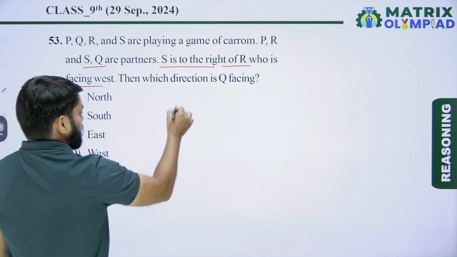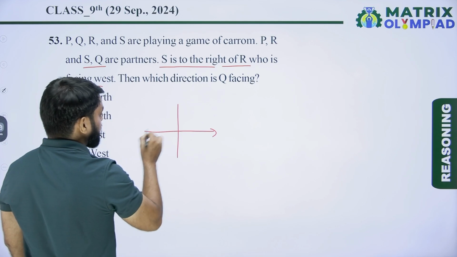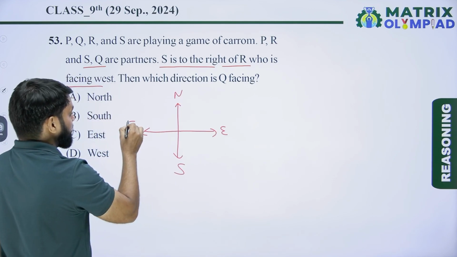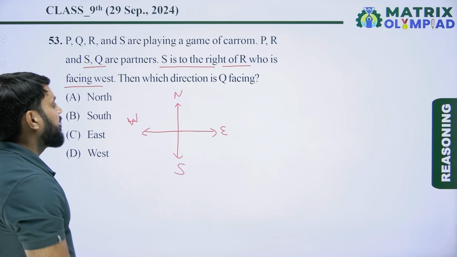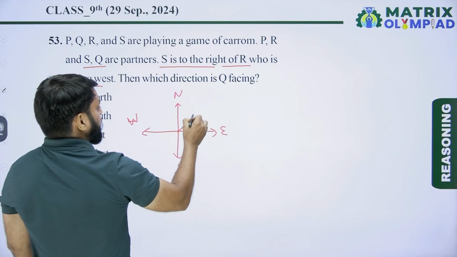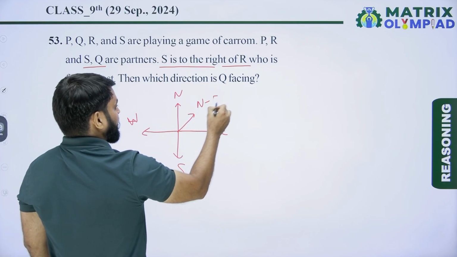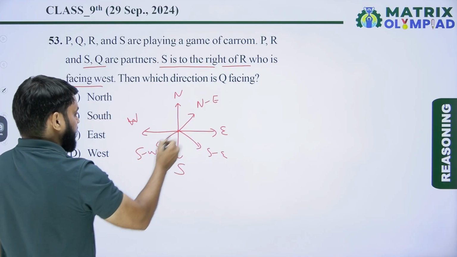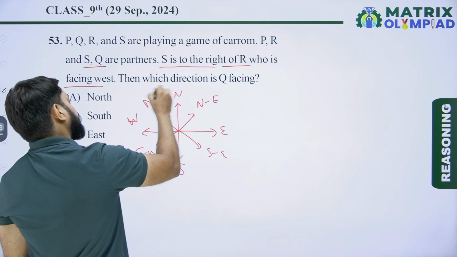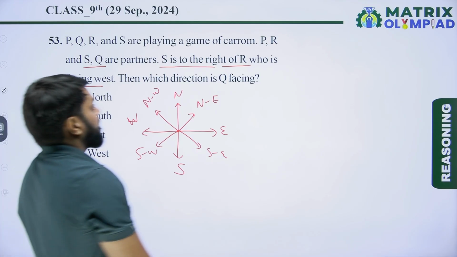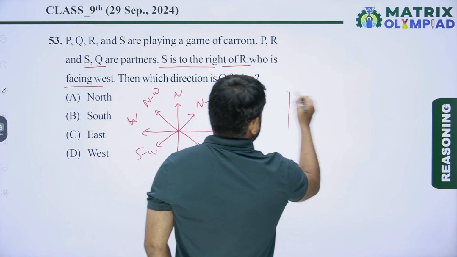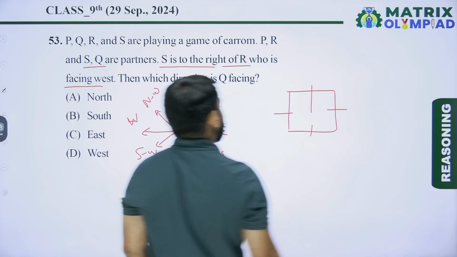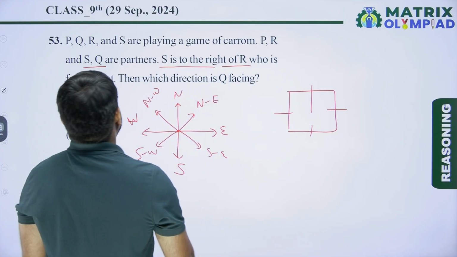Before starting this question, we should know that there are 4 main directions. One is north, this is the east, this is south and this is west. And there are 4 cardinal directions. This is the northeast, this is the southeast, this is the southwest, and this is the northwest. So 4 players are playing carom.